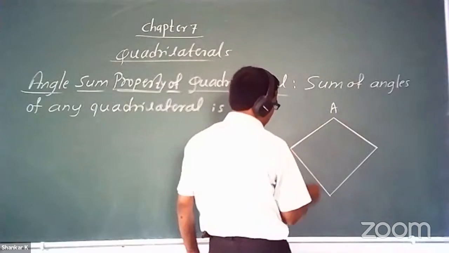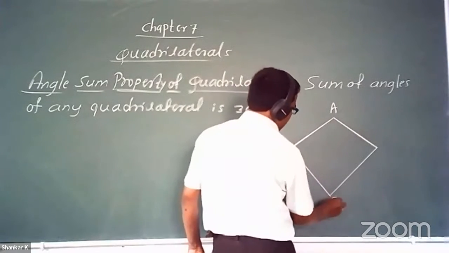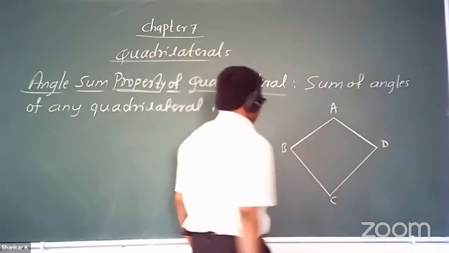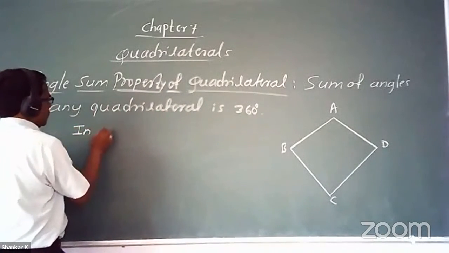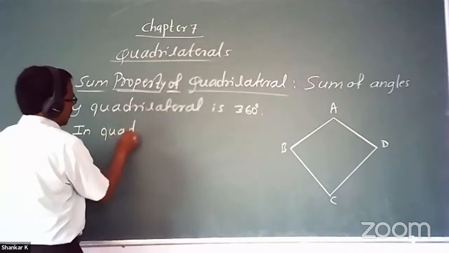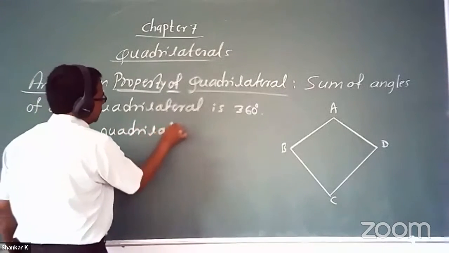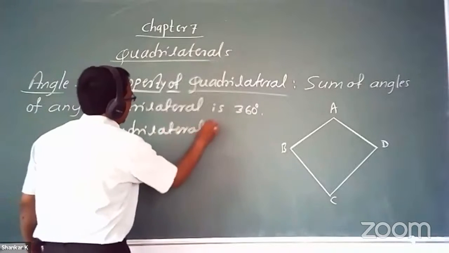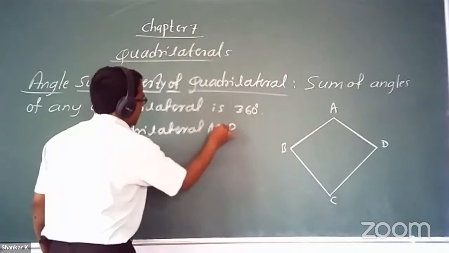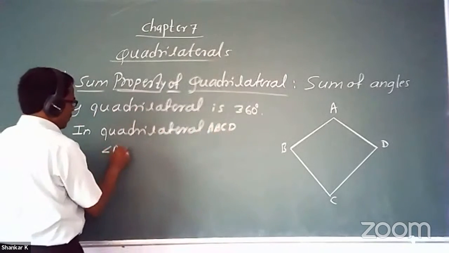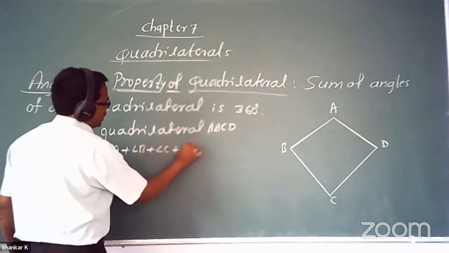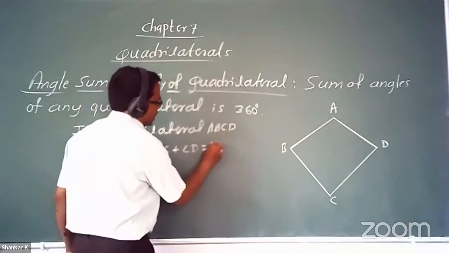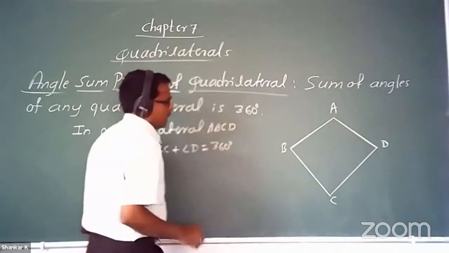A, B, C, D. In quadrilateral ABCD, angle A plus angle B plus angle C plus angle D is 360 degrees. You take any quadrilateral.